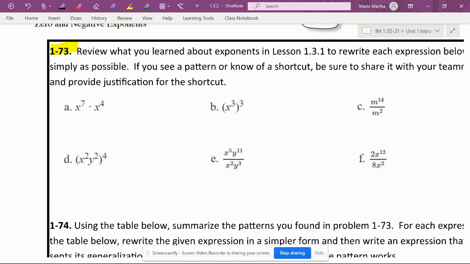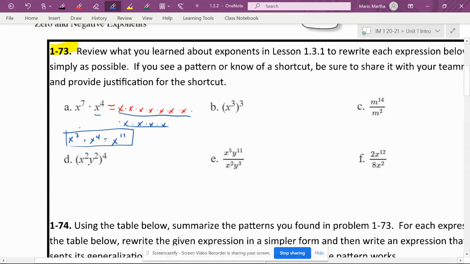What do you think part A would be? You have x to the 7th times x to the 4th. If we expand x to the 7th, that gives us a total of 7 x's, right? And then if we expand x to the 4th, that's going to give us a total of 4 x's. So we can say that x to the 7th times x to the 4th equals x to the what? If you count the total number of x's that we have, we get x to the 11th power.